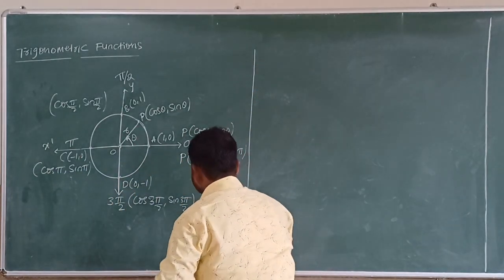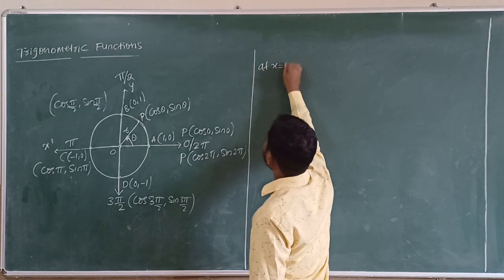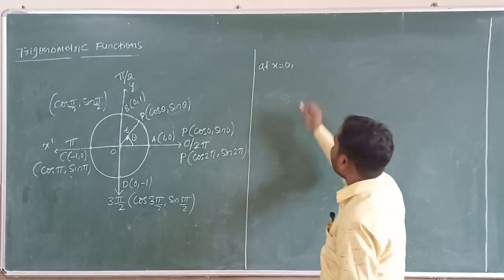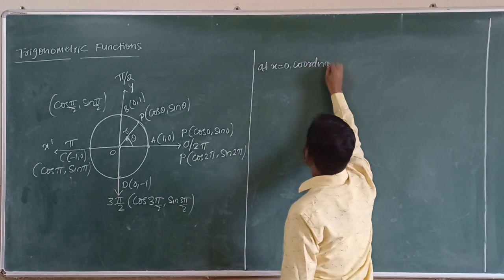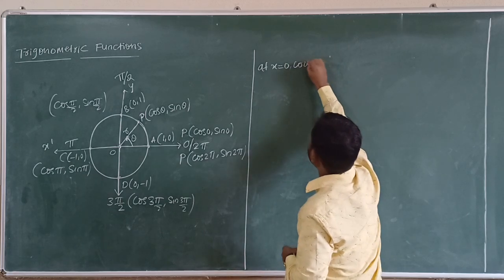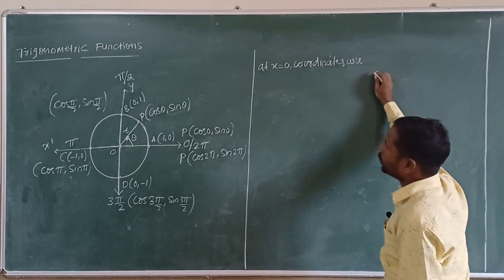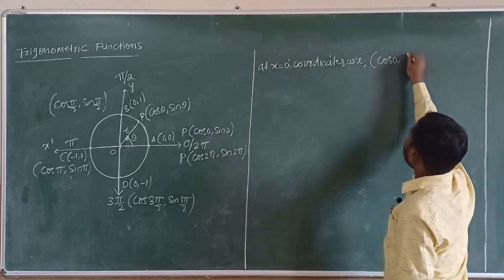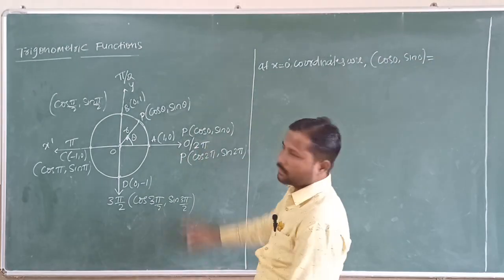Okay, and values now. See here, at x equals 0, what are the coordinates of the points here at x equals 0? At 0 degrees, the coordinates are cos 0 comma sin 0. When it stops here, it is cos 0, sin 0.